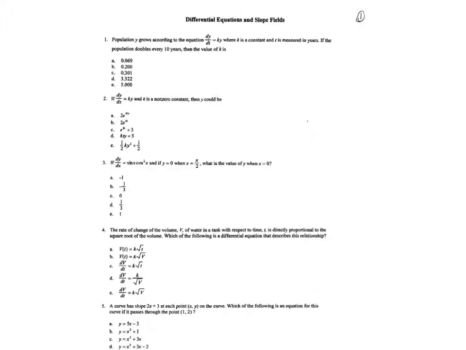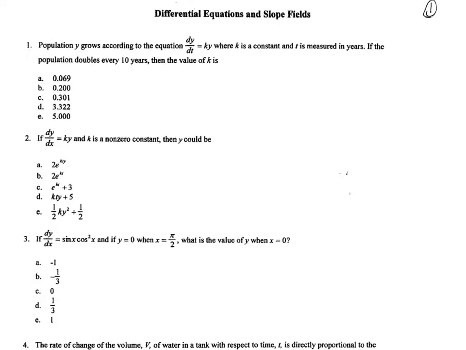Okay, so it says population y grows according to the equation dy/dt equals k times y. That is one of those things that we said you should know. k is a constant and t is measured in years. If the population doubles every 10 years, then the value of k is... Well, I hope you recognize that this is actually PERT. Now, we don't use PERT as our equation. We had y equals y sub 0 e to the kt, but it's still the same thing.